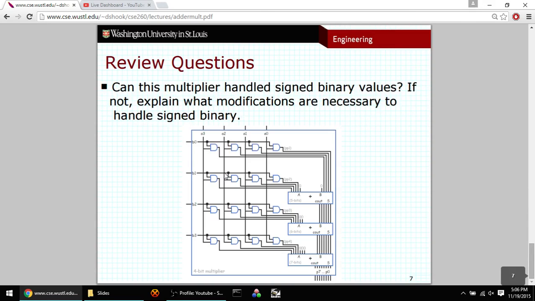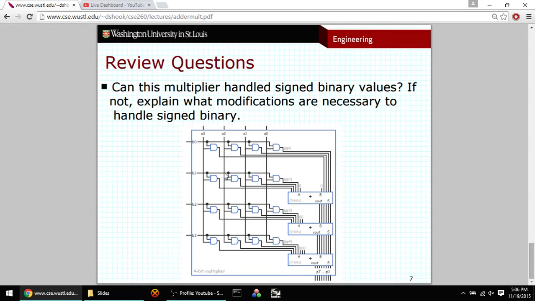So here's our multiplier. Does this work with signed binary values? I'll give you a hint. The answer is no. It does not. Can we make it work with signed binary values? That's the question that I have for you. Take a few minutes. See if you can figure out how do you make this work with signed binary values.